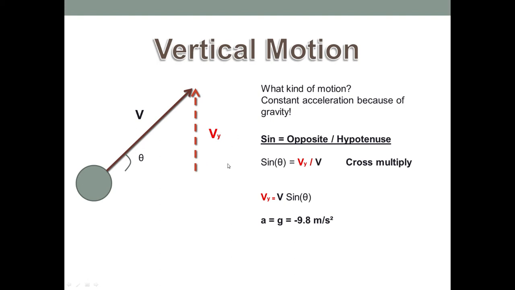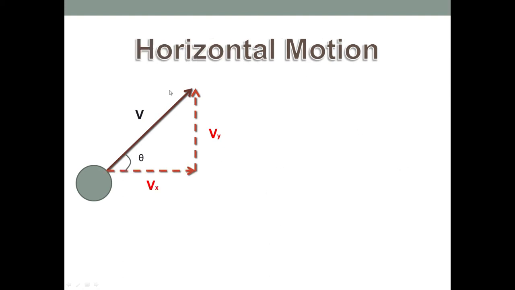So let's move on to the horizontal motion. In the horizontal motion, we're going to totally ignore the vertical motion. We're going to drop it, and we're just going to focus on v of x. Now, what kind of movement is the horizontal movement? We're going to assume that there's no air friction. If we assume there's no air friction, then it's going to be a constant speed movement, because there's nothing stopping it in the horizontal direction.